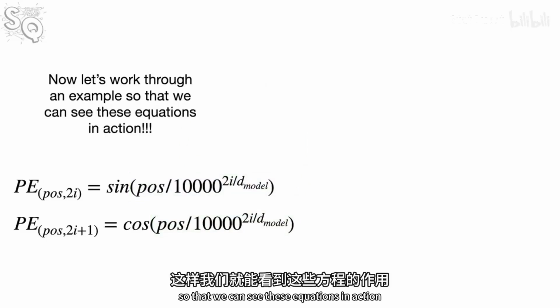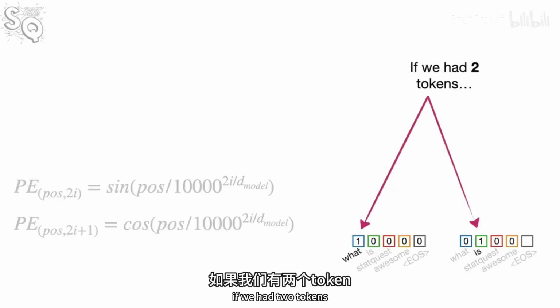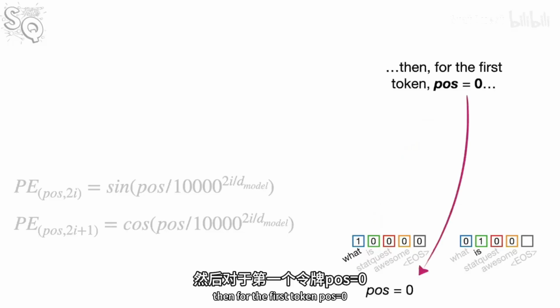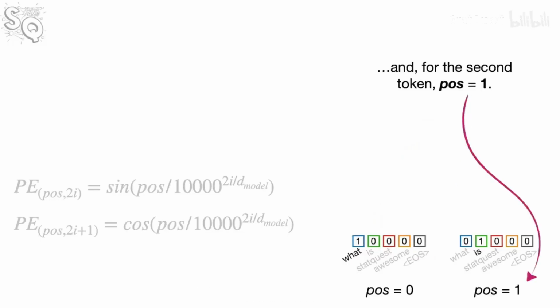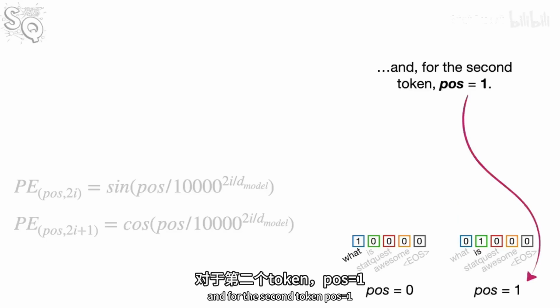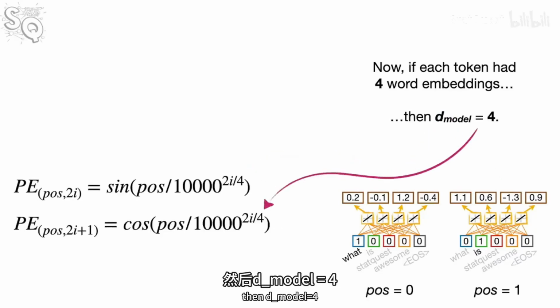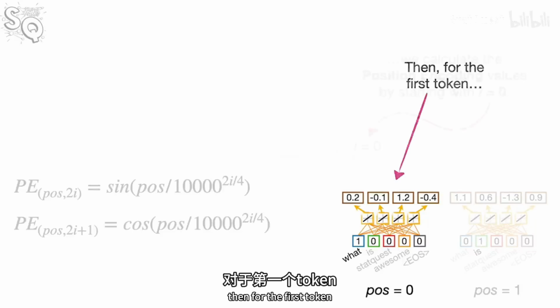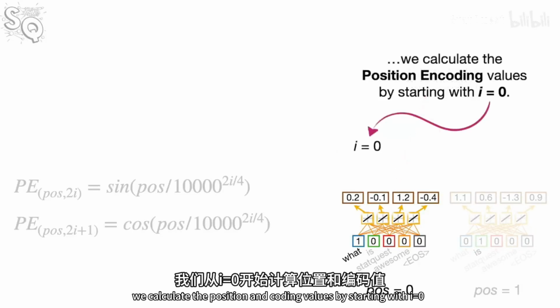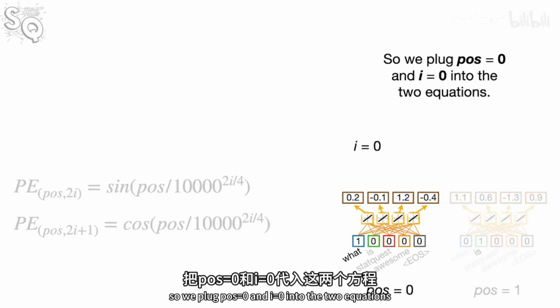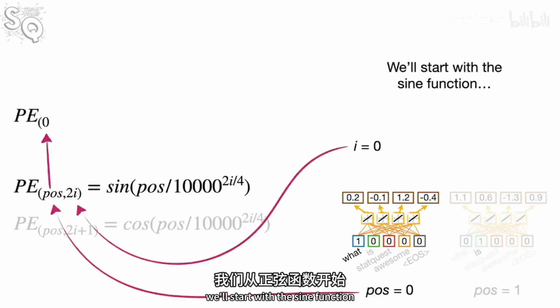Now let's work through an example so that we can see these equations in action. If we had 2 tokens, then for the first token, pos equals 0. And for the second token, pos equals 1. Now, if each token had 4 word embeddings, then d_model equals 4. Then, for the first token, we calculate the position encoding values by starting with i equals 0. So we plug pos equals 0 and i equals 0 into the 2 equations. We'll start with the sine function.